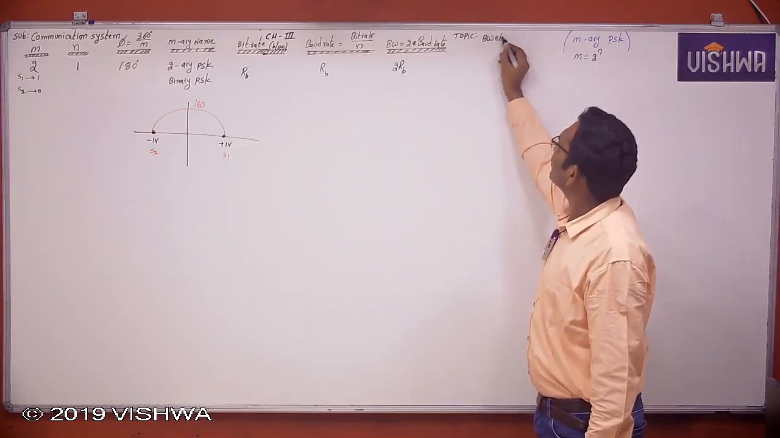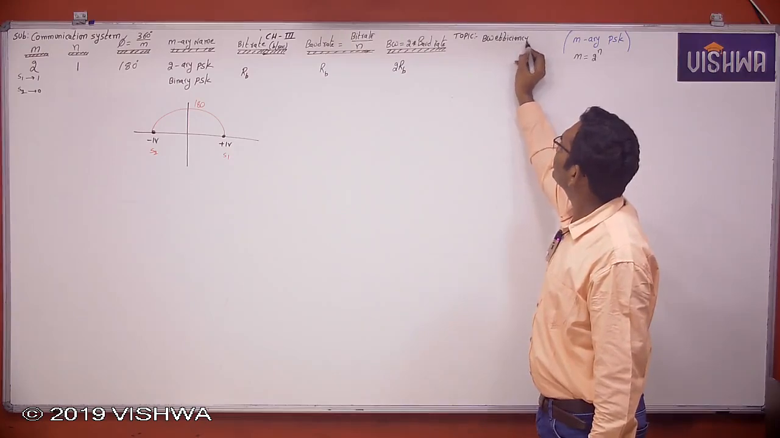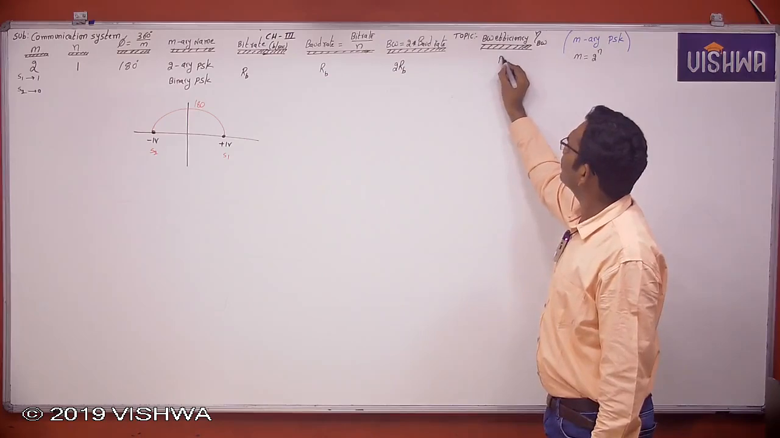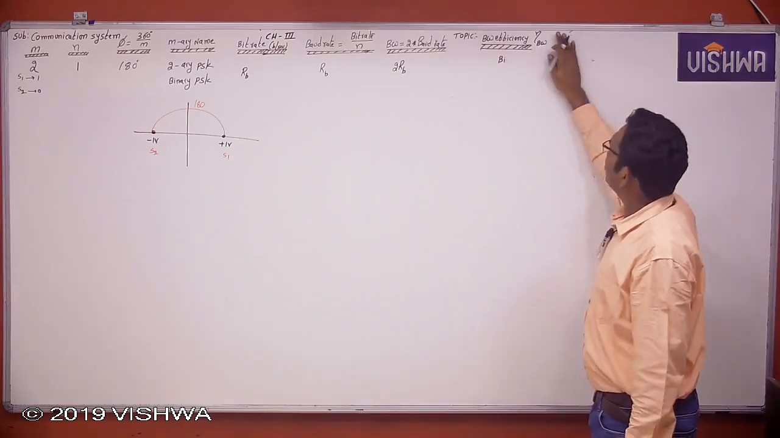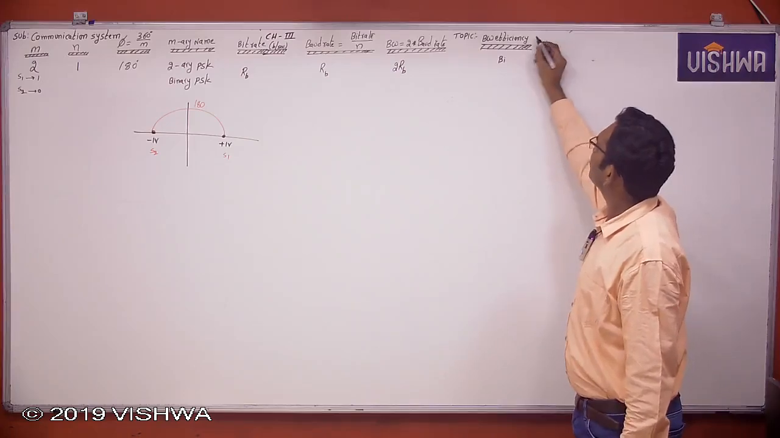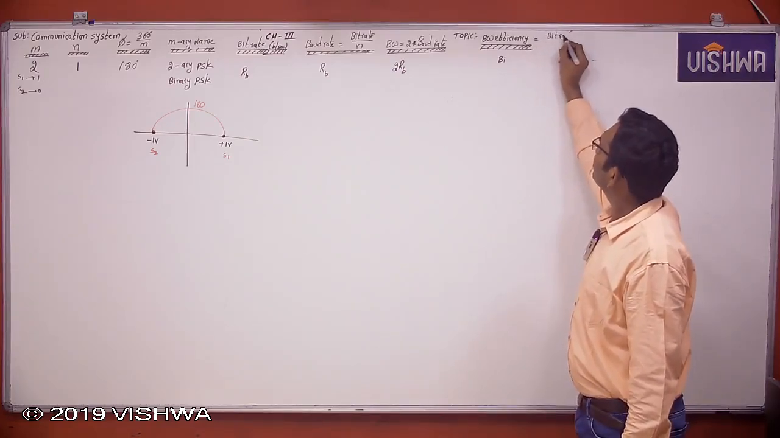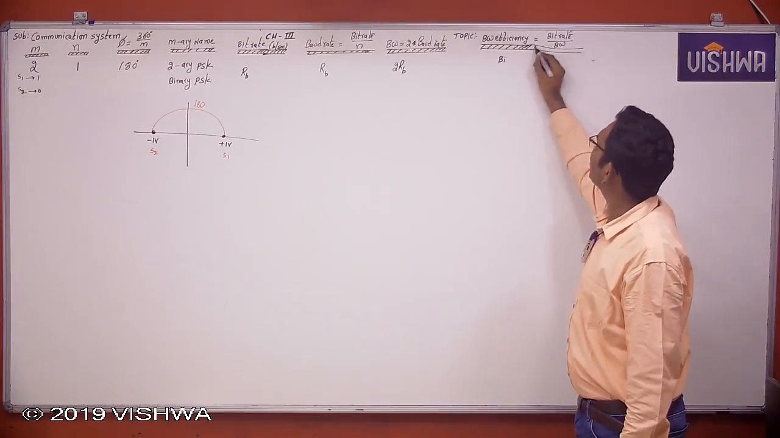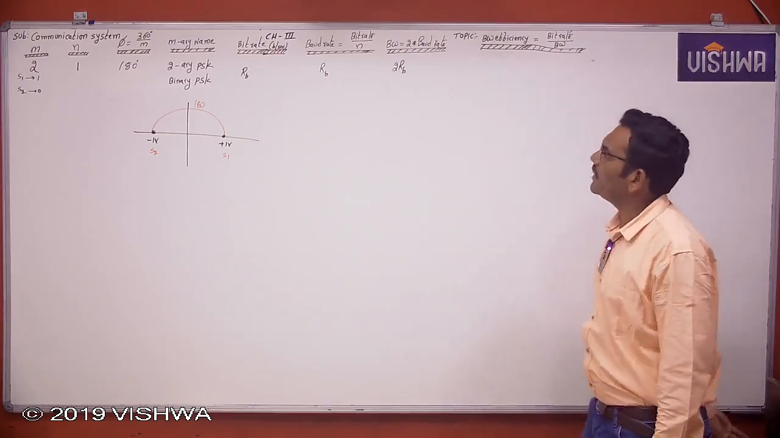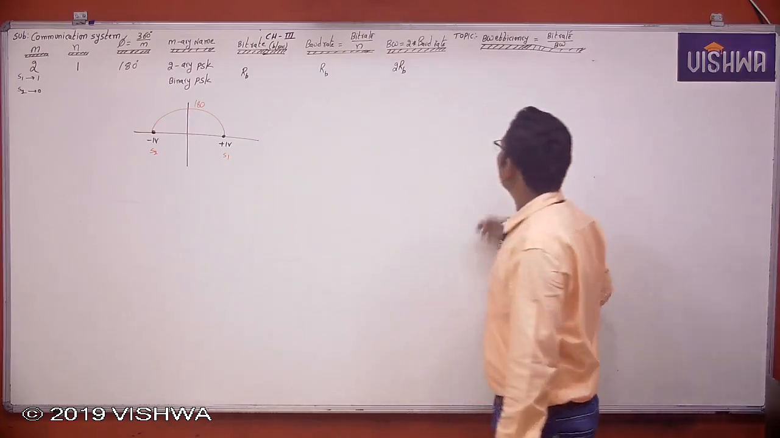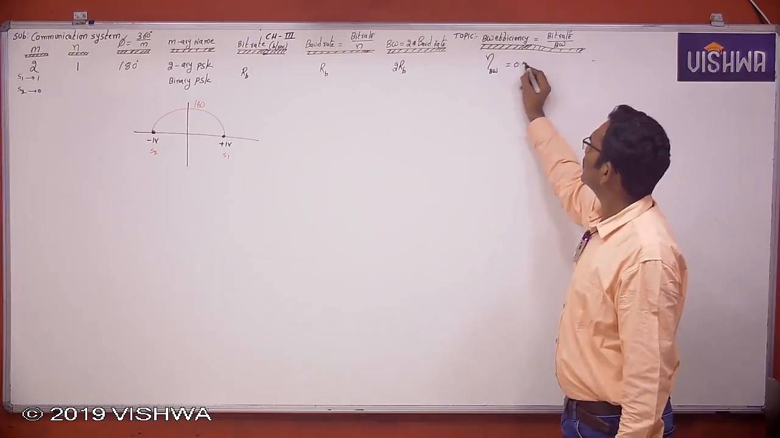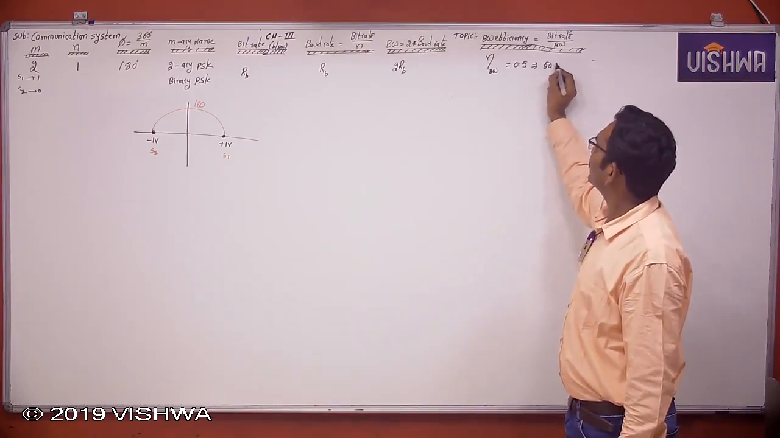Now, bandwidth efficiency. The bandwidth efficiency is nothing but bit rate by bandwidth. What is bit rate? R_B. What is bandwidth? 2R_B. Therefore, the bandwidth efficiency is equal to 1 by 2, 0.5, which is equal to 50%.